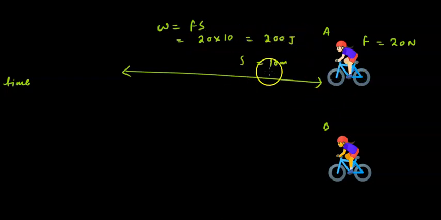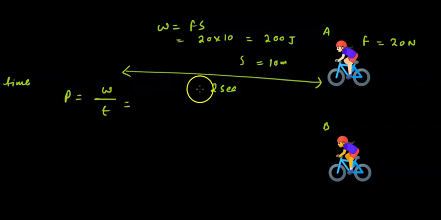But suppose she covered the distance within just 2 seconds. So how can we write power? Power is work upon time. The work she has done is almost 200 joule, so we'll write 200 joule. And she took 2 seconds to cover 10 meter, so I'll write 2. Now you can see the power comes to around 100 watt.